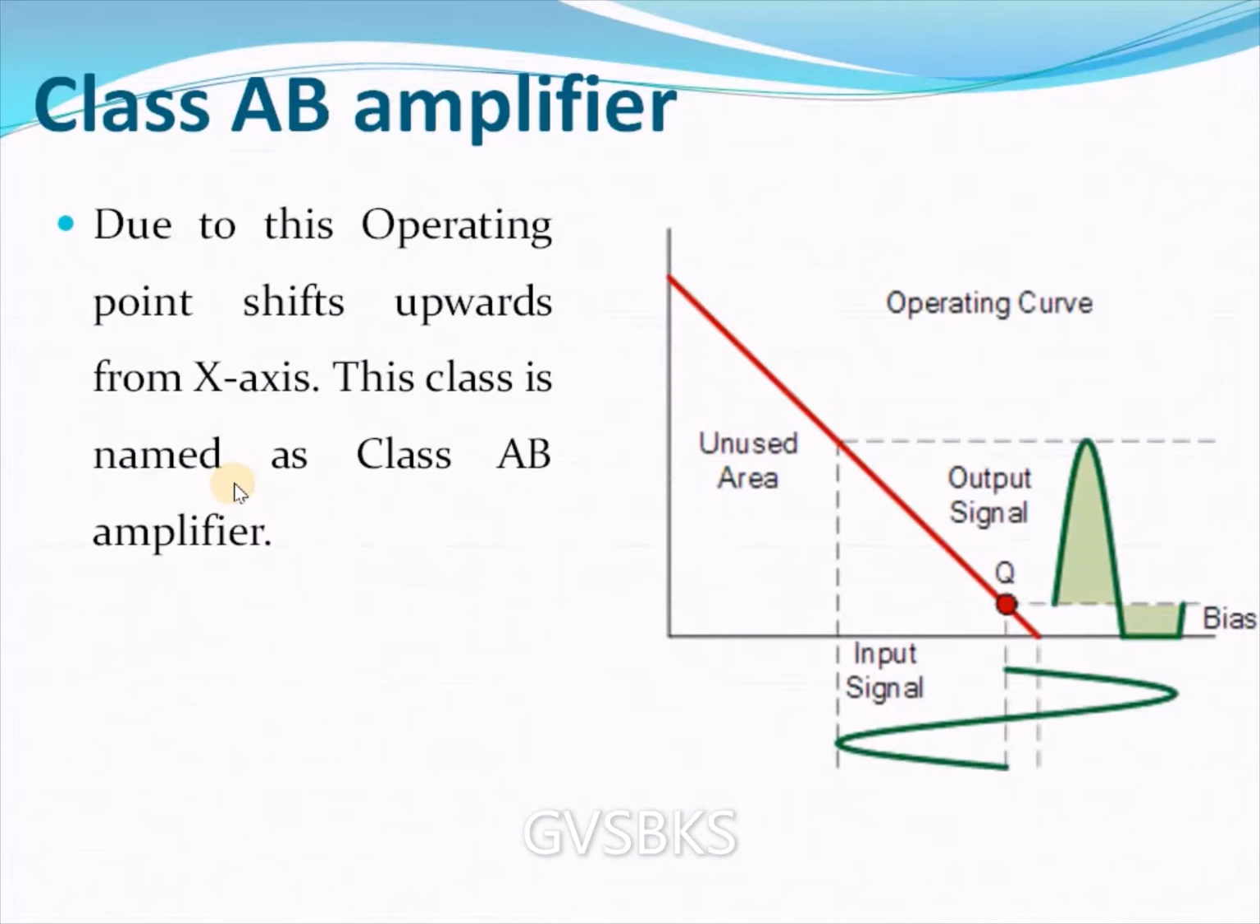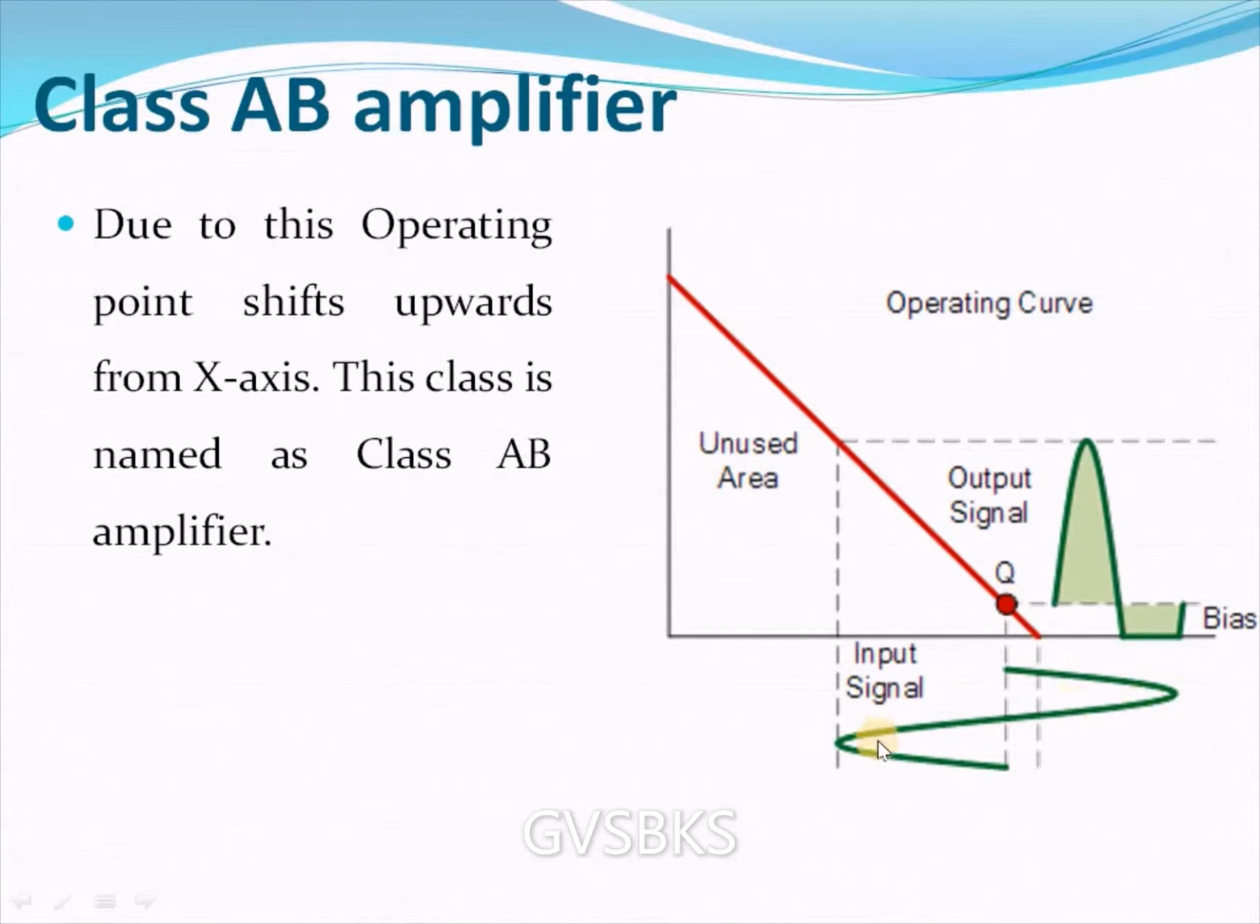In class AB type of power amplifiers, the Q point is shifted upward from the x-axis. We know that the Q point lies on the x-axis for class B type, and the Q point is at the exact middle in class A type of power amplifiers. But now this Q point is away from the x-axis and far from the middle of the DC load line. So it is just above the x-axis.